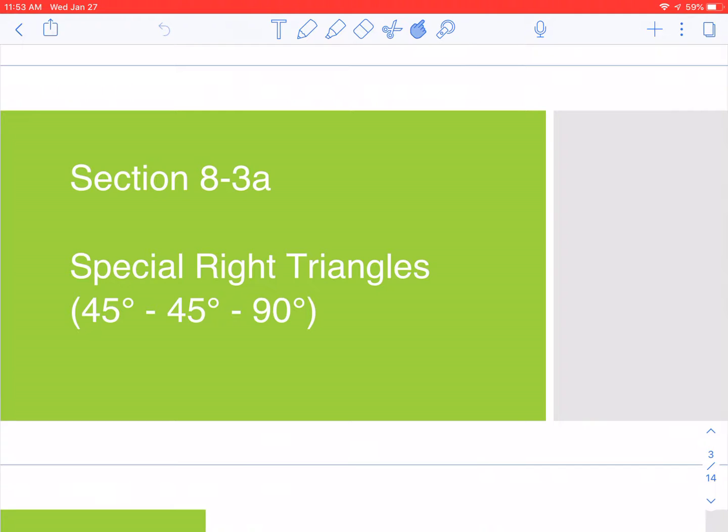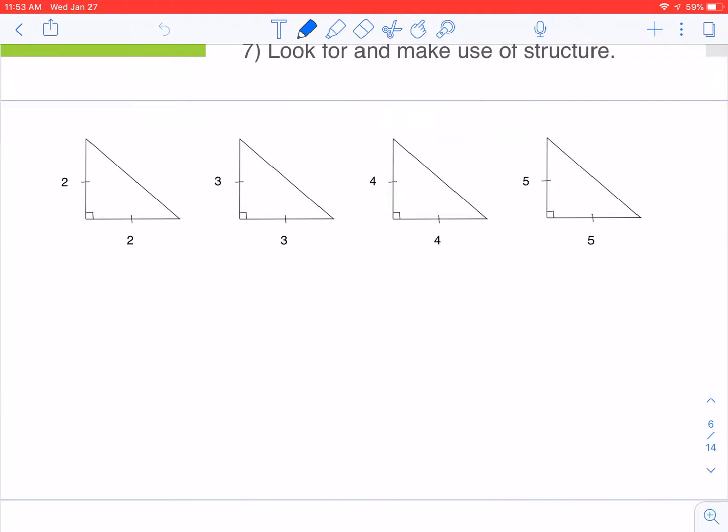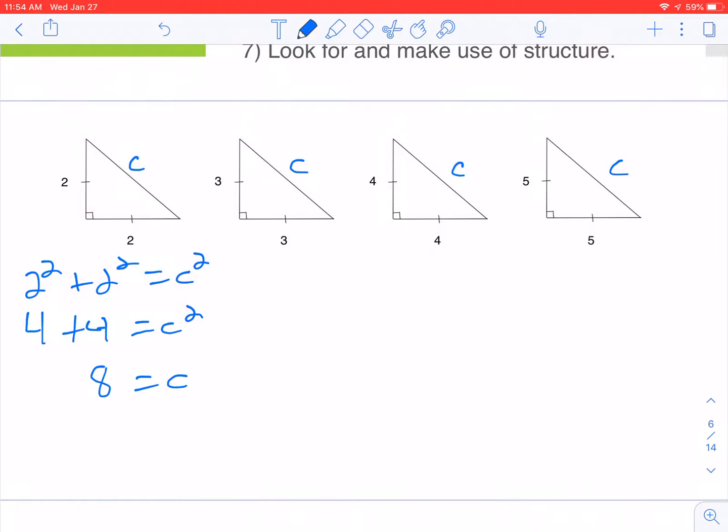All right, we're moving into section 8.3, which is special right triangles. Today we're going to do 45, 45, 90. And in our 45, 45, 90, we have a pattern. We'll do this in class, but if we call this side C, we're going to do 2 squared plus 2 squared equals C squared. 4 plus 4 equals C squared. 8 equals C squared. If we solve this, we're going to get 2 root 2 equals C.